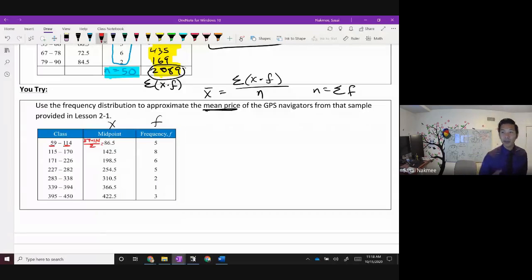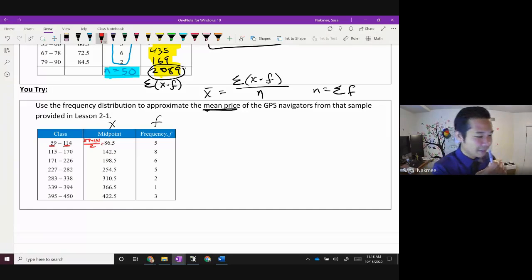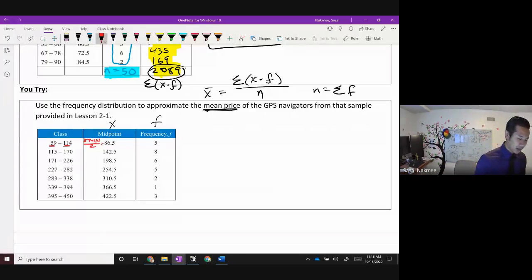Okay. So in the future, they're not going to tell you what the midpoints are. You'll have to find them, but it's not that hard, right? Just look at the numbers on the classes, which you've learned how to calculate back in 2.1, and find all the midpoints, right? So following here now, I'm trying to find out what X times F is.